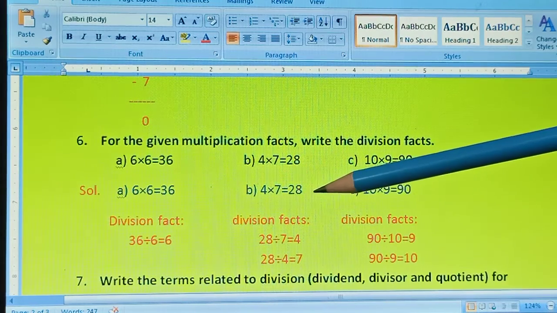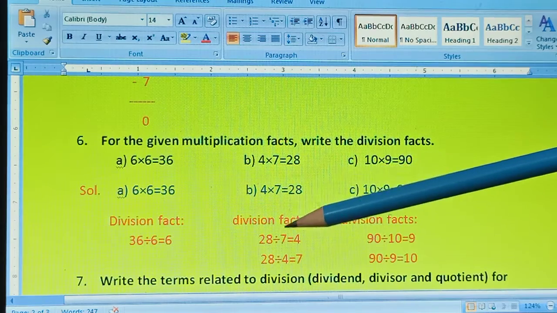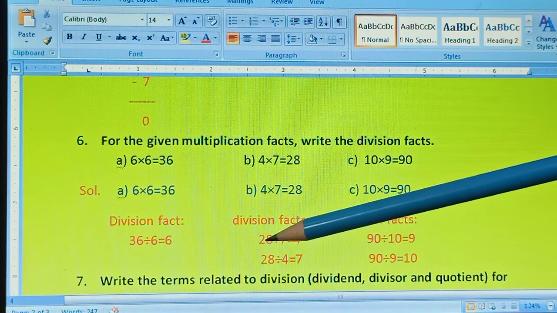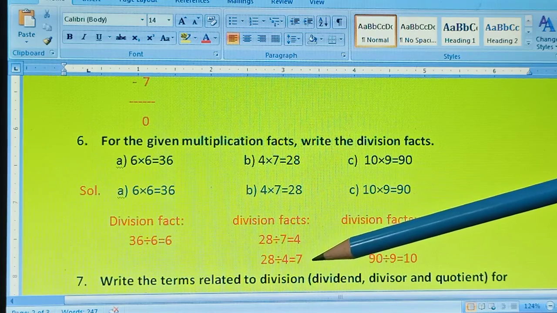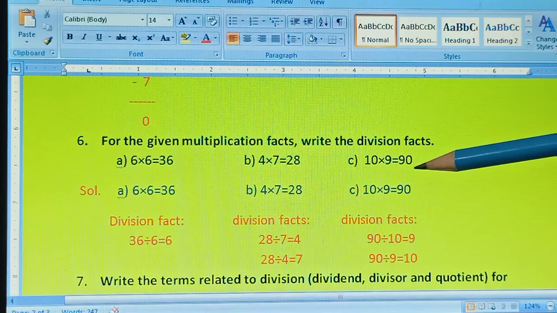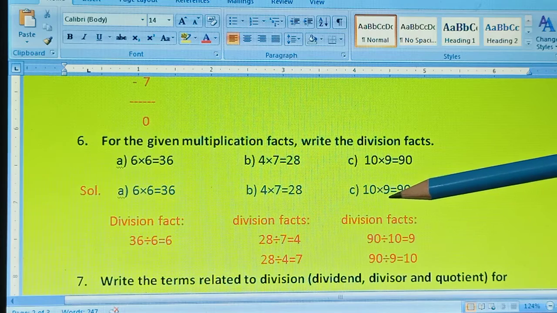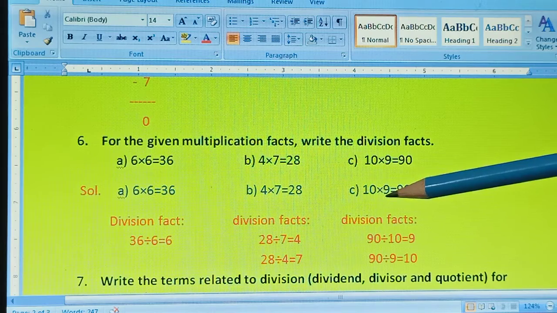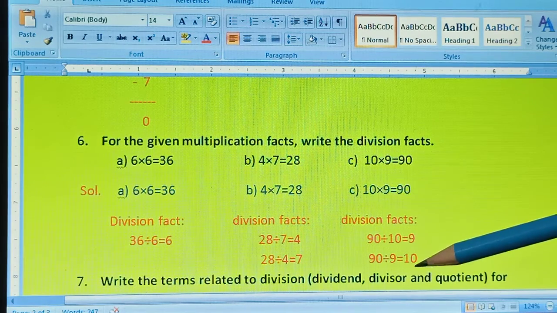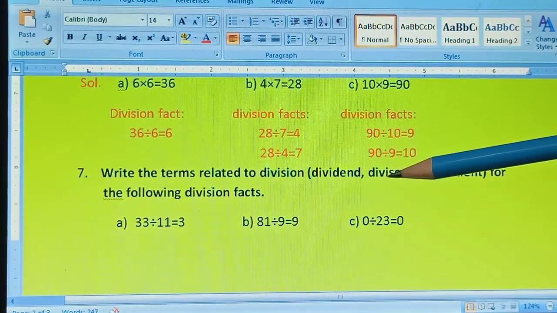Okay, for this part 4 into 7 is 28, there will be 2 because we are having two different factors of 28. So we will write the division facts as 28 divided by 7 equal to 4, 28 divided by 4 equal to 7. For this multiplication fact, you can see we are having different factors. Okay, so again we will be having two division facts. 90 divided by 10 will give 9, 90 divided by 9 will give 10. Okay, now next.